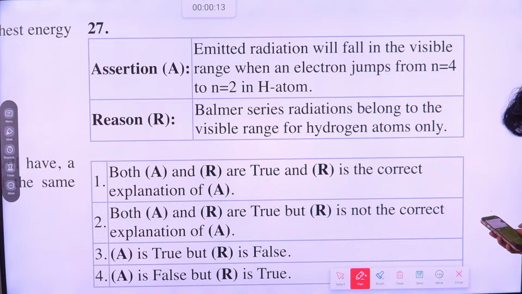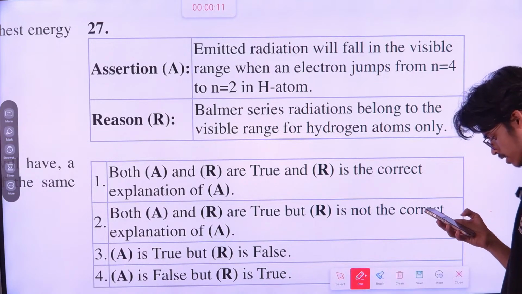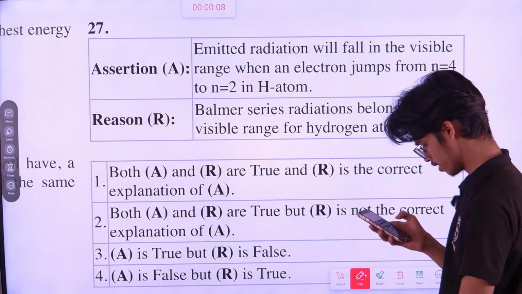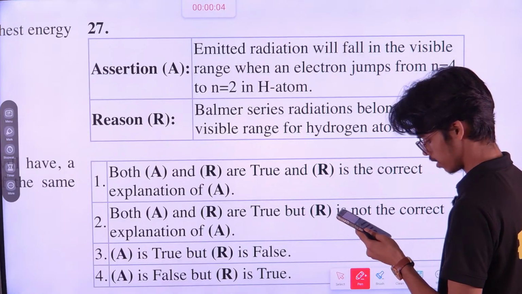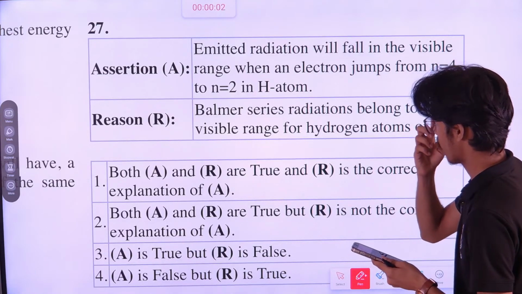So we have got our answer. 27 option number 1. This time Kanishka is first, Priya second, Gokul is third. And yes guys, you are right.